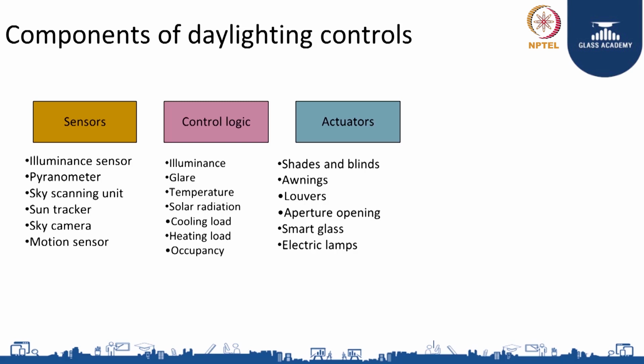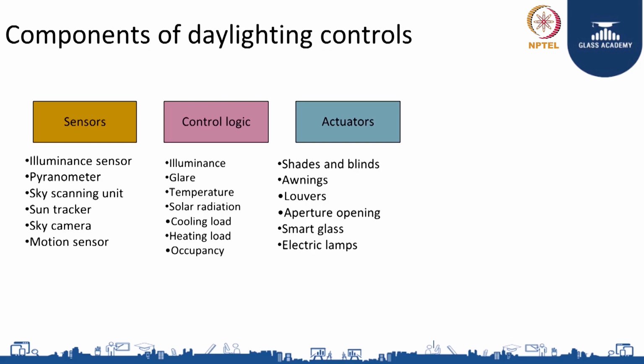Sensors can be as simple as an illuminance sensor, a pyranometer, or can be more complicated, like a sky scanning unit, sun tracker, or sky camera. Besides measuring the light related parameters, we also measure different other parameters, and one of the most common ones is to measure the occupancy in the space. For measuring that, we can use a motion sensor.